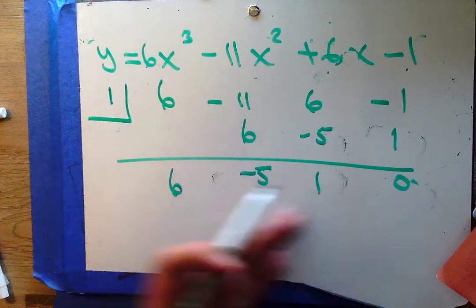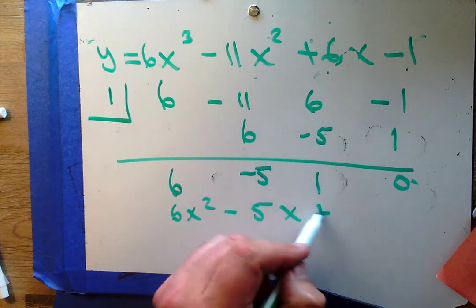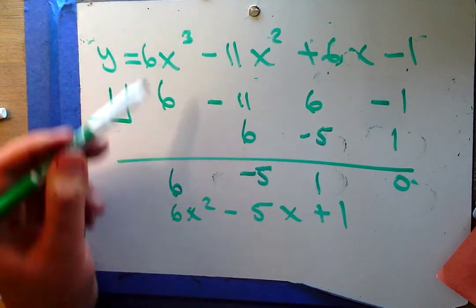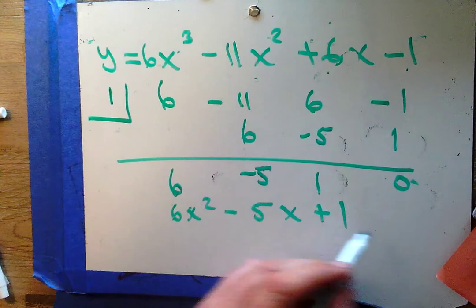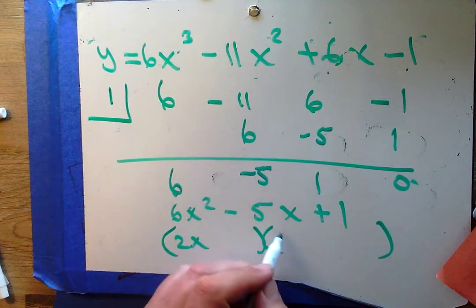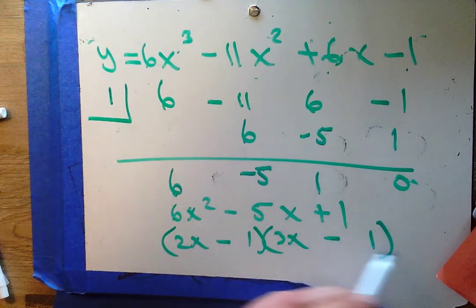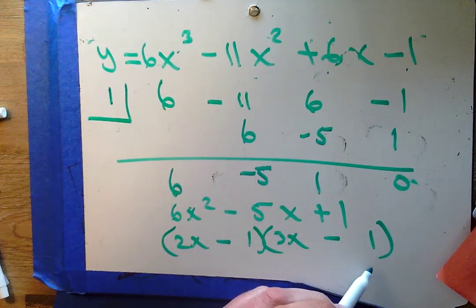So where do we go next? Well, this is 6x squared minus 5x plus 1, because this has to be 1 degree less than what I started with. And here, can I factor it? Well, yeah, I like to think you can. 2x, 3x, 1, 1, minus, minus. This is not the complete factorization.